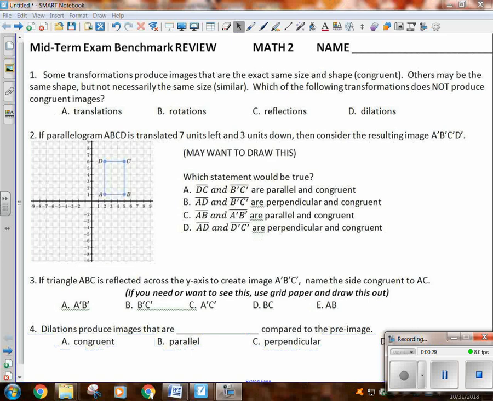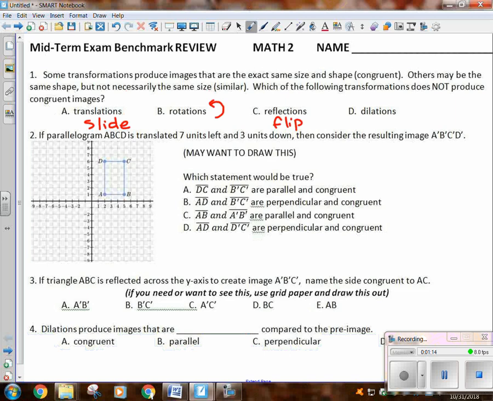Some transformations produce images that are the exact same size and shape. They are congruent. Others may be the same shape, but not necessarily the same size, which makes them similar. Which of the following transformations does not produce congruent images? Remember, what are we doing if we translate? We are just sliding things around. It still is exactly the same shape, same size. Rotation is when you twist it around a center point. Again, it may be in a different spot, and it may be upside down or sideways, but it's still the same shape, same size. Reflection is when you flip it from one side to the other, maybe across the x-axis or across the y-axis. Again, it still is the same shape, the same size.